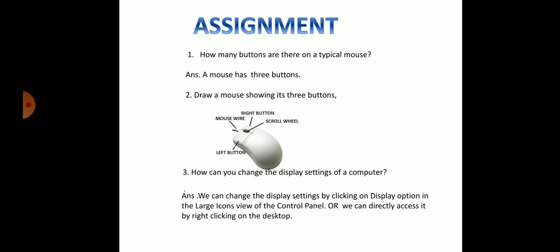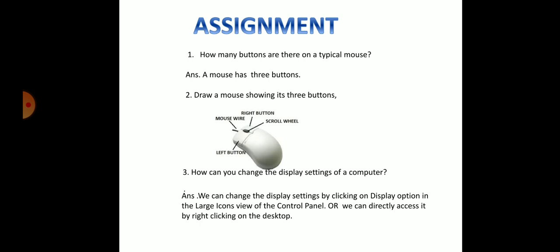So children, today's assignment is: Question number 1. How many buttons are there in a typical mouse? Answer: a mouse has 3 buttons. Number 2. Draw a mouse showing its 3 buttons. You have to draw the picture of the mouse showing the 3 buttons.